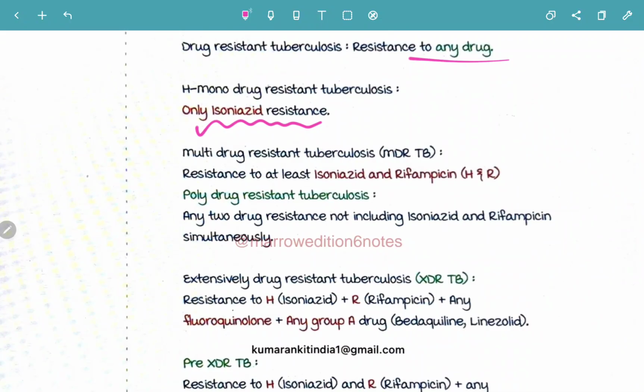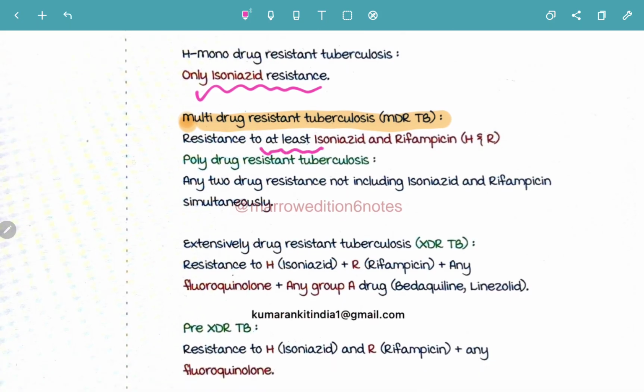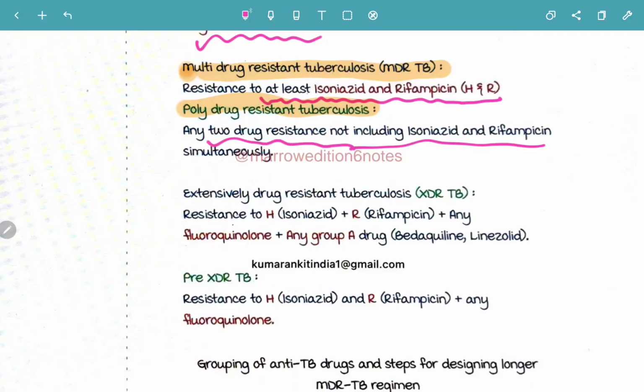Multidrug resistant tuberculosis, always asked. So what is multidrug resistant tuberculosis? Resistance to at least isoniazid and rifampicin. What is polydrug resistant tuberculosis? Polydrug means any two drug resistant, not including isoniazid and rifampicin simultaneously. So any other two drugs. The tuberculosis is resistant to any two drugs, except for isoniazid and rifampicin, is polydrug resistant tuberculosis.